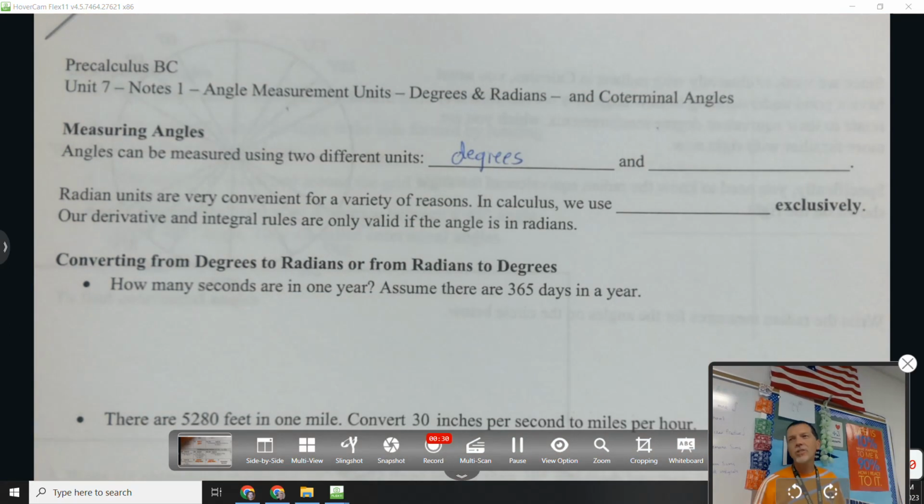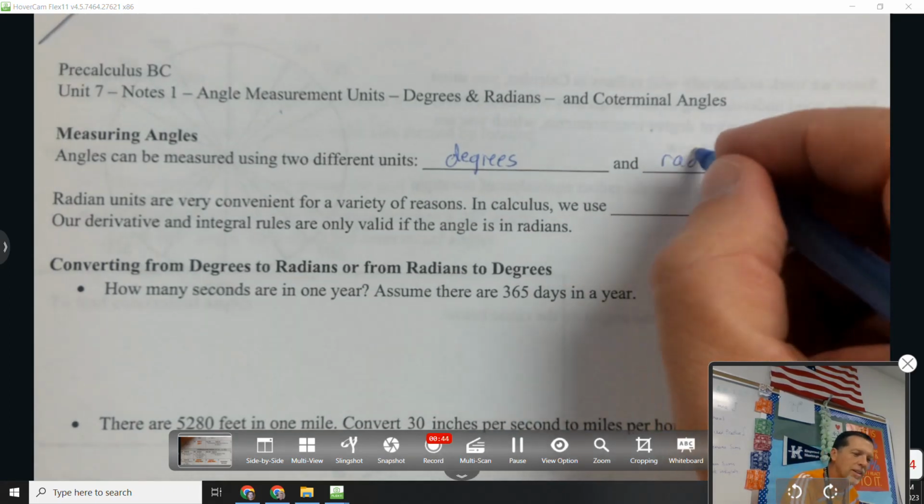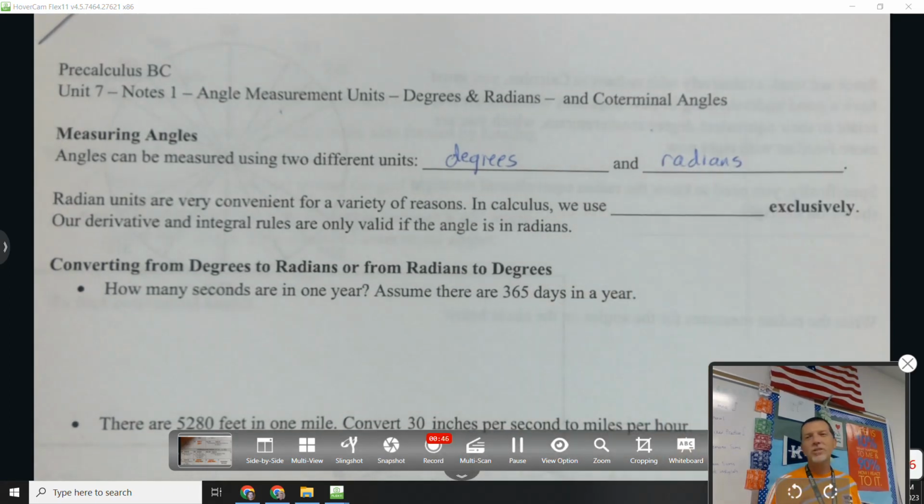Right? If I ask you to draw me a 45-degree angle, most of you would draw it accurate within 2 or 3 degrees, even freehanding it. If I ask you to draw me something in radians, you'd probably have no idea what I'm talking about. And that's okay, because we're just starting.